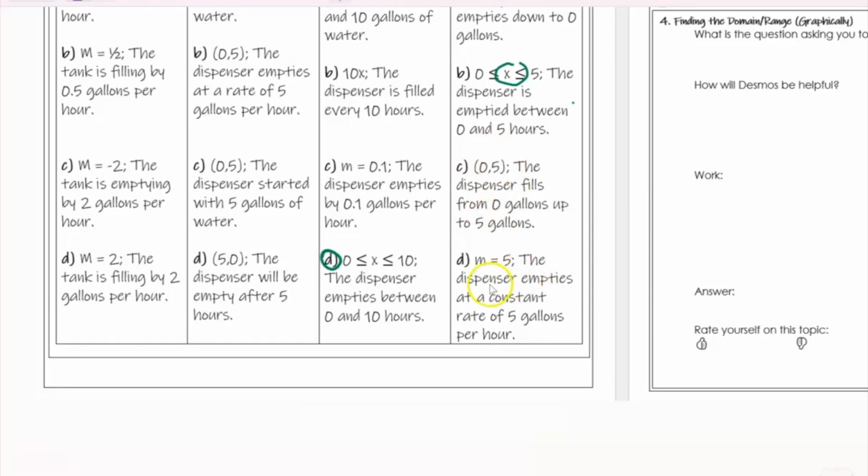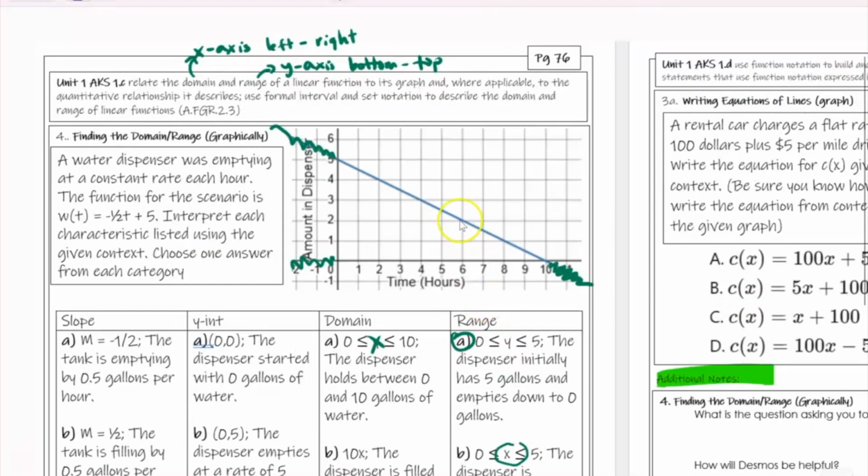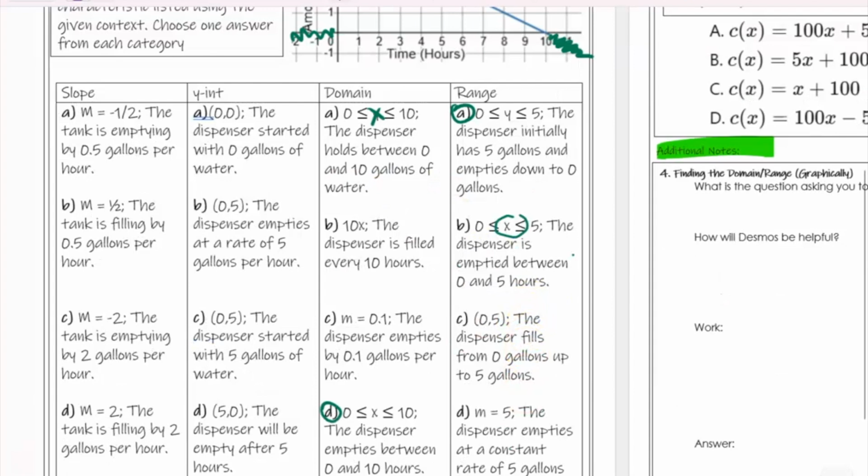M is equal to 5. The dispenser empties at a constant rate of 5 gallons per hour. That might be true, but actually it's not true because this is negative. But again, we're not looking for slope, we're looking for the range. Okay, so that's domain and range. So let's look at slope.